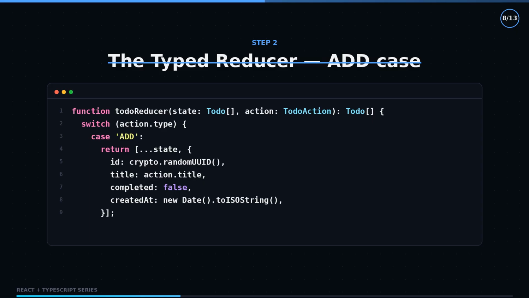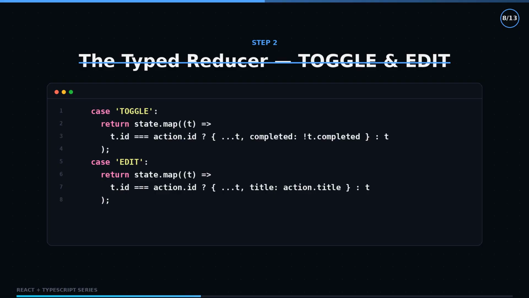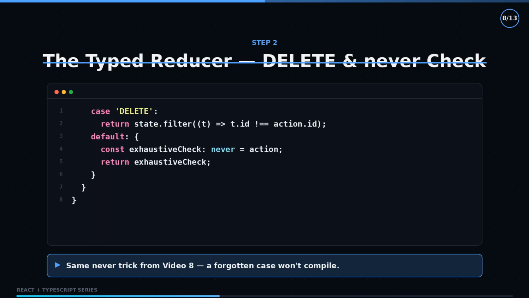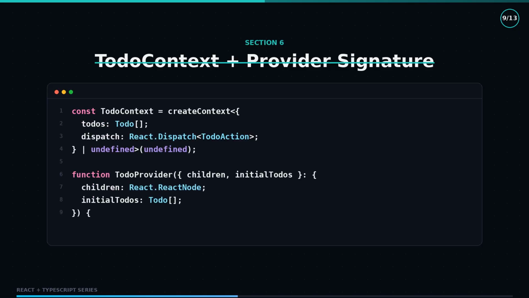Switch action type. Case add: return the state plus a new todo with id crypto.randomUUID, title, completed false, createdAt new Date().toISOString(). Case toggle: return state.map, where t.id matches the action id, flip completed. Case edit: return state.map, where t.id matches the action id, set the new title. Case delete: filter where t.id is not action.id. Default: exhaustive check, never, is action. Same never trick from video 8, right at the bottom. If we ever add a new action and forget its case here, this won't compile. That safety net comes for free, just by following the pattern.